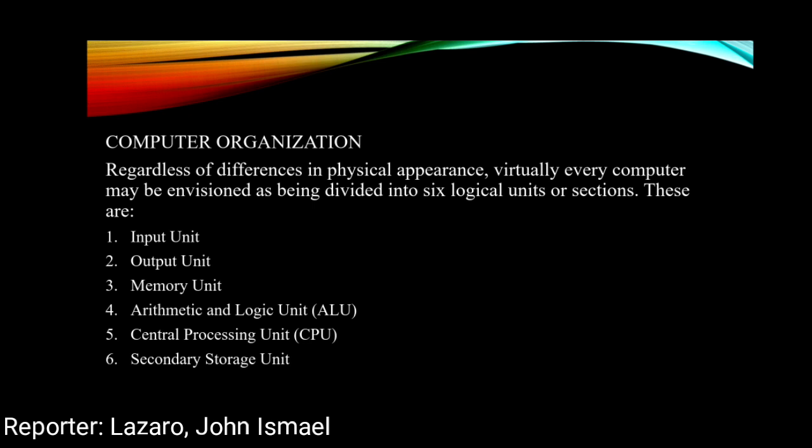Number 2, output unit. This is the shipping section of the computer. It takes information that has been processed by the computer and places it on various output devices to make the information available for use outside the computer. Examples of output devices include monitor, screen, printer, and speaker. Thus, output units basically reproduce the data formatted by the computer for user benefits.